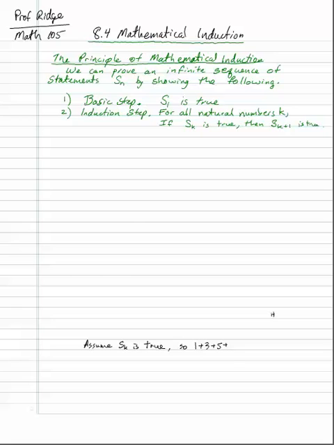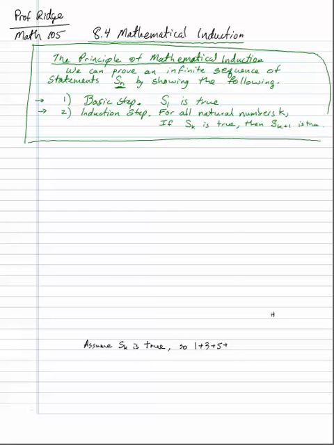The principle of mathematical induction: we can prove an infinite sequence of statements S sub n by showing the following. The first step is the basic step, where you show that S sub 1 is true. And then the second step, you assume that S sub k is true, and then that implies that S sub k plus 1 is true. And I'll show you a couple of examples. So this is basically the outline of the proof.